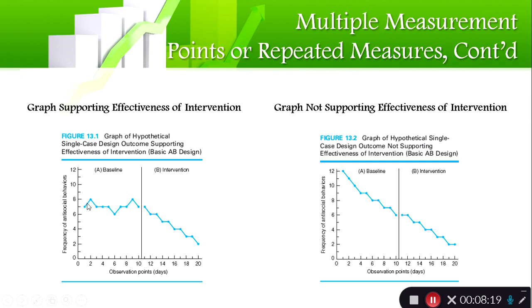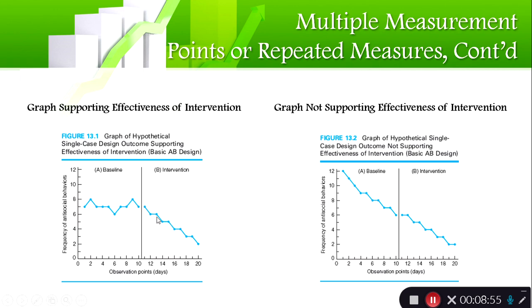But essentially, this demonstrates the idea of multiple measurement points in that it allows us to detect trends in the dependent variable. It also allows us to see whether a shift occurs in the dependent variable after the introduction of the intervention, and that's ideally what we want. This graph supports the effectiveness of the intervention simply because we can clearly see, given the trend line, that there was a decrease in the trend in the dependent variable following the introduction of the intervention. And that's ideally what we want.